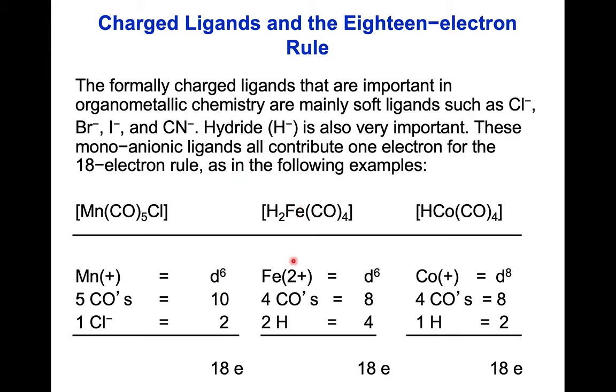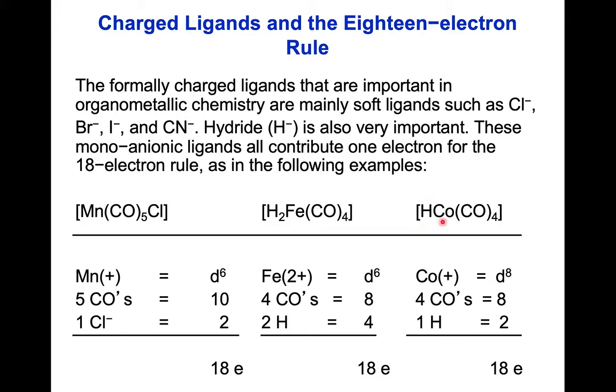These metals are very electropositive, so when they're attached to hydrogen, it is present as a hydride. It's present as H minus, hydride. And so we have H minus and another H minus. So two minuses from the ligands. COs are neutral, and so this is iron in the +2 oxidation state. Iron 2+ is d6. We add to that 4 COs for 8 more electrons, 2 H minuses for a total of 4 more electrons. So 6 plus 8 plus 4 gives us the 18 electrons.